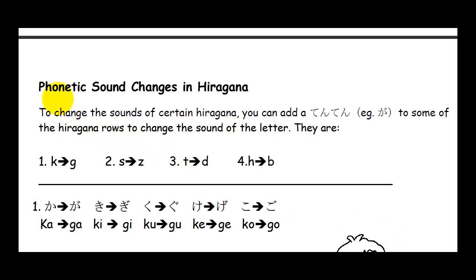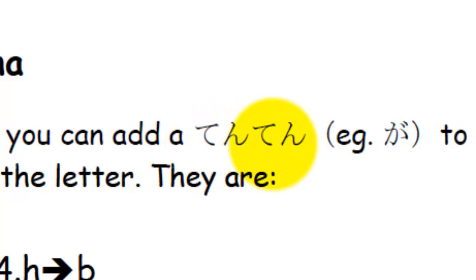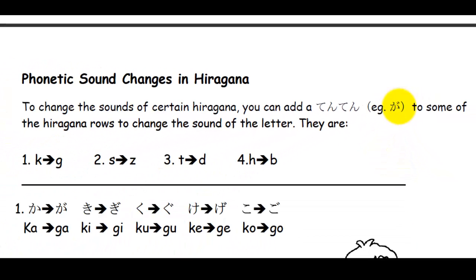In this video tutorial, we're going to be looking at phonetic sound changes in Hiragana, and you'll find this information on page 12 in Unit 1 of your workbooks. To change the sounds of certain Hiragana, you add a ten-ten. And there it is on the letter ka, those two little lines there, they're called ten-ten. And you add those to some of the Hiragana rows to change the sound of the letter. And I'm going to show you how this works.